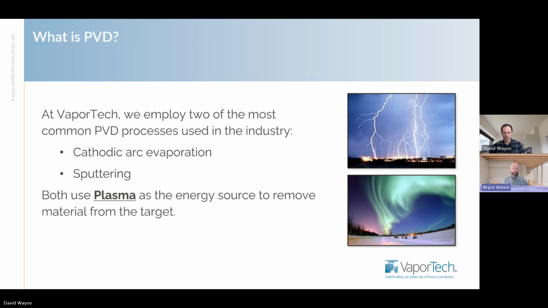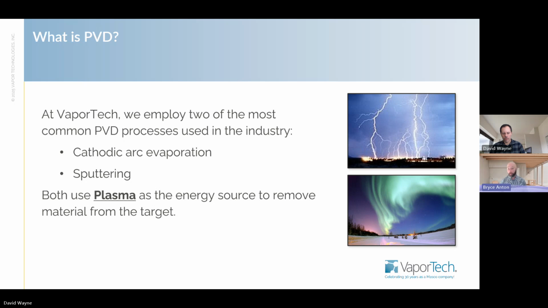We have a couple of different techniques that we use to evaporate or remove the material from the target. These are the most common technologies used in industrial coatings: cathodic arc evaporation and sputtering. They're both plasma processes, but they have very different characteristics. We'll talk more about when we use one over the other, but there are advantages and disadvantages to both. It usually has to do with the amount of energy and the amount of ionization that occurs. Cathodic arc evaporation is a highly energetic process with a high degree of ionization.